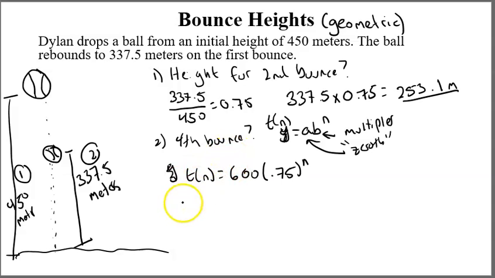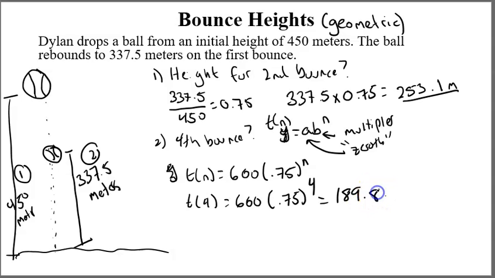So for the fourth bounce, I want to find out what t of 4 is. So I go 600 times 0.75 to the fourth power. I'm going to round this, and I get approximately 189.8 meters.